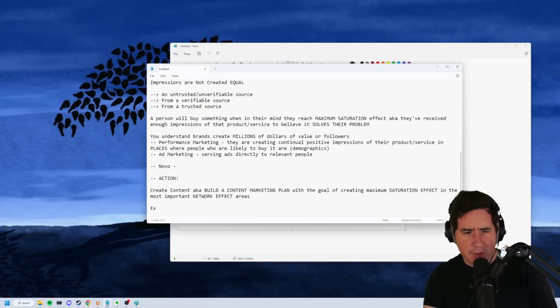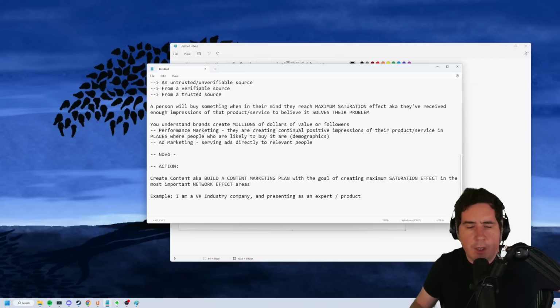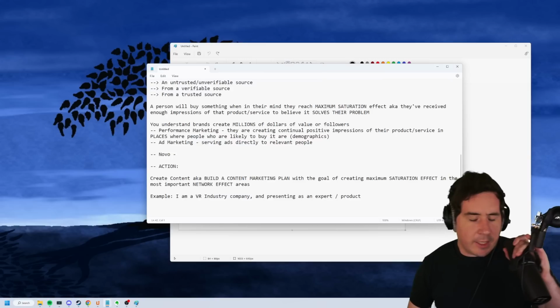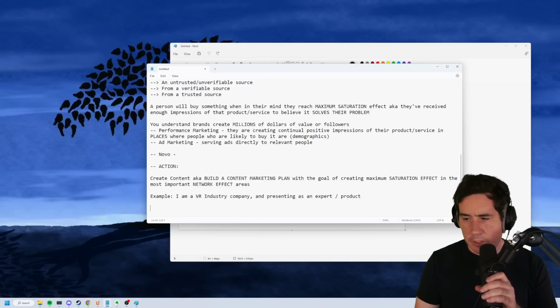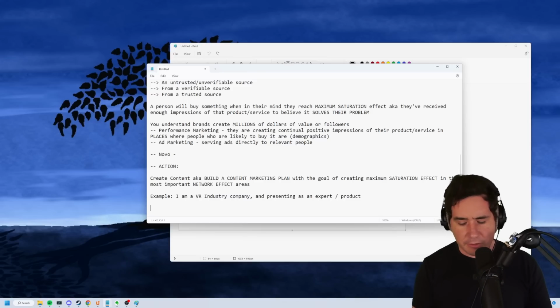So the example I'm going to use is I am a VR industry company presenting as an expert, and I have a product. So I want to take my VR industry and acquire users to buy that product, or I want to build a following of people. How would I do it? Okay, so the first thing I'm going to do is choose two platforms with the highest network effect.